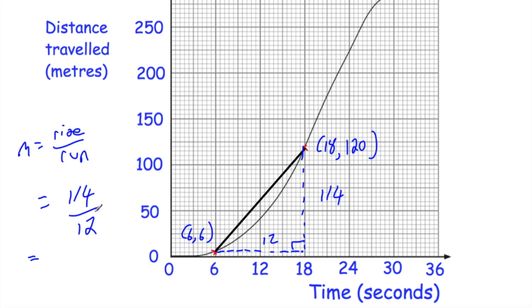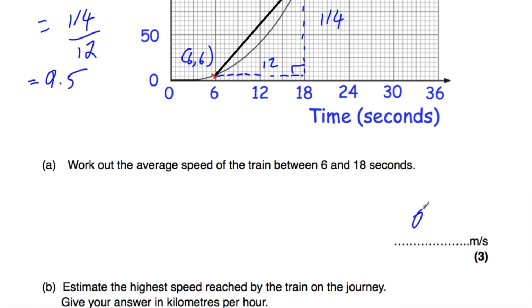And when we do 114 divided by 12, that gives us our answer, which is equal to 9.5. So the gradient of that chord is 9.5. So that means that the average speed would be 9.5 meters per second. So let's write that down, 9.5 meters per second.